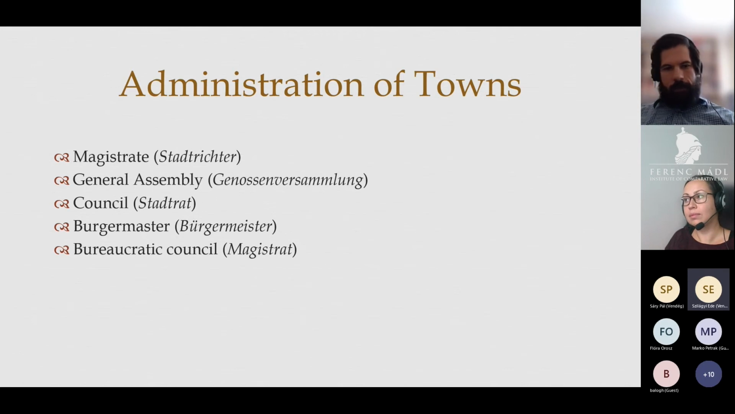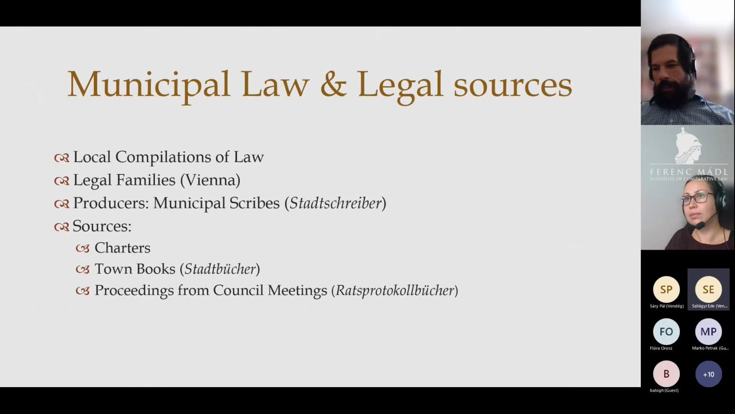At this point, it is time to shift our focus to legal regulation. Historians assume that by the end of the 15th century, most Austrian towns had and used a written compilation of municipal law. Some of these centers inspired other, less developed localities, thanks to an advanced legal culture.